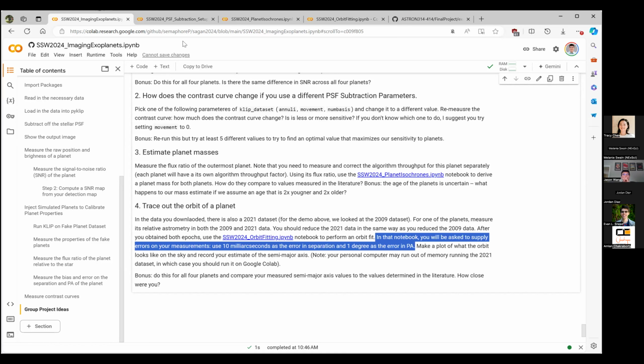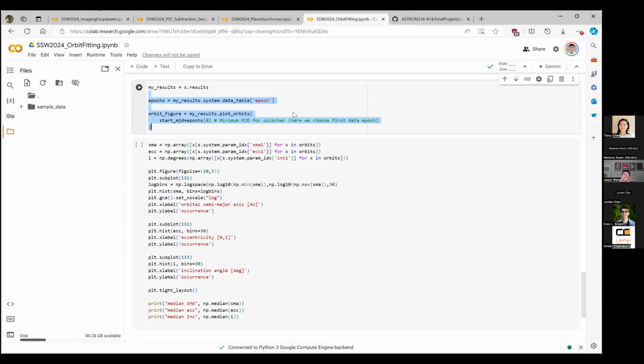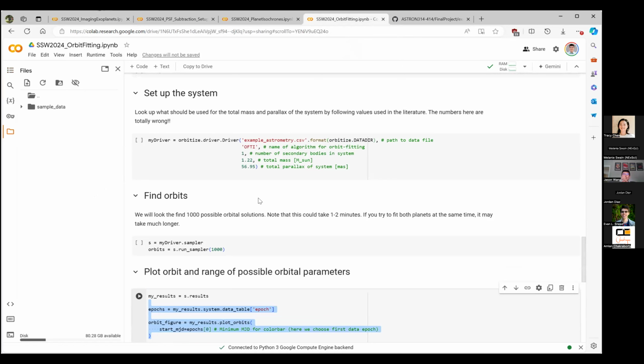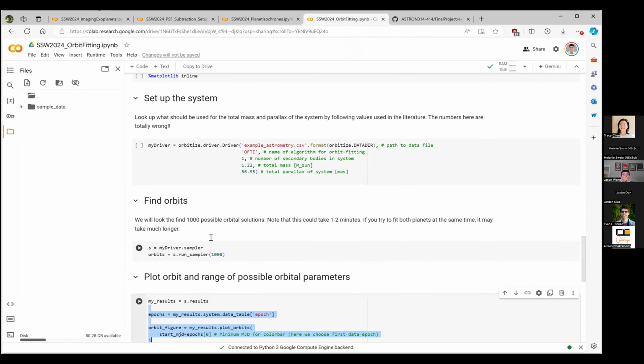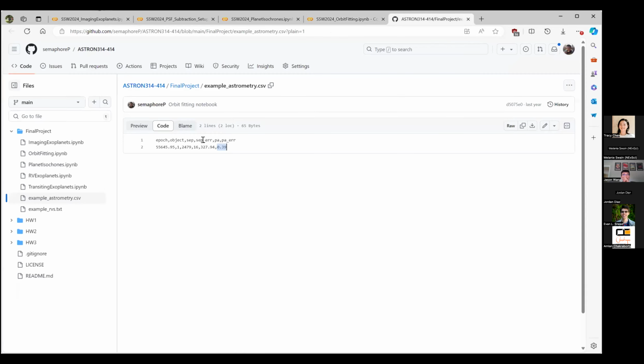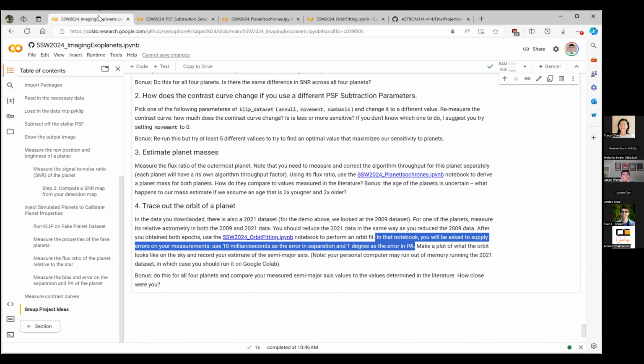Sorry, I did mislead you one little bit. Finding orbits for planets sometimes gets a little tricky, especially when you have a longer orbital coverage. To speed this up, we're going to inflate the errors on the SEP error and PA error. Even though we measured pretty small errors, about 1 milliarcsecond in separation and 0.3 to 0.4 degrees in PA, we're going to use 10 milliarcseconds as the separation error and 1 degree as the PA error.